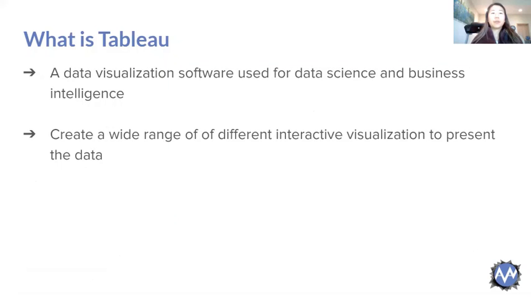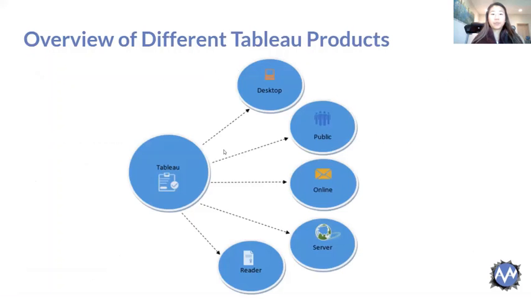So what is Tableau? Tableau is a data visualization software used for data science and business intelligence. It creates a wide range of different interactive visualizations to present the data. So we're going to start off with an overview of different Tableau products. Some of them include Desktop, Public, Online, Server, and Reader.